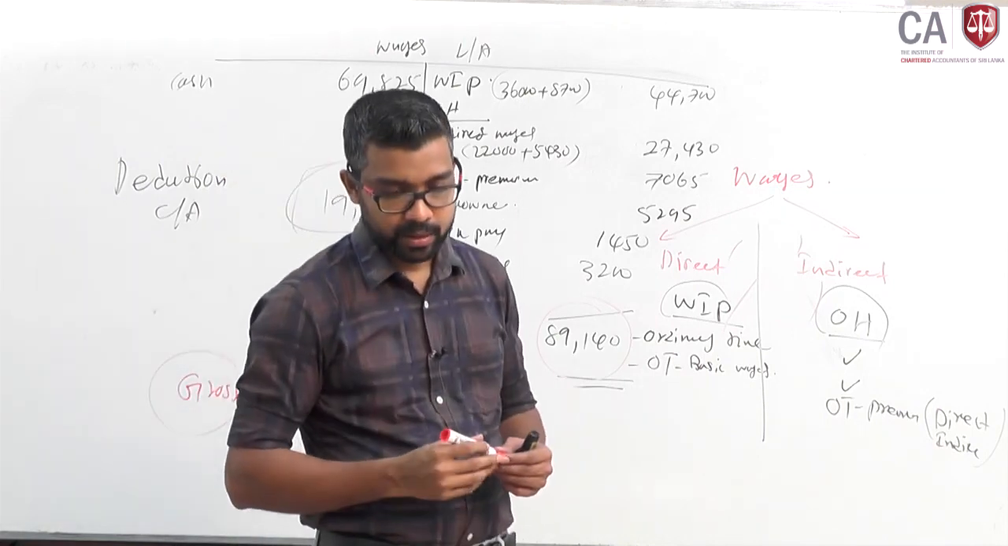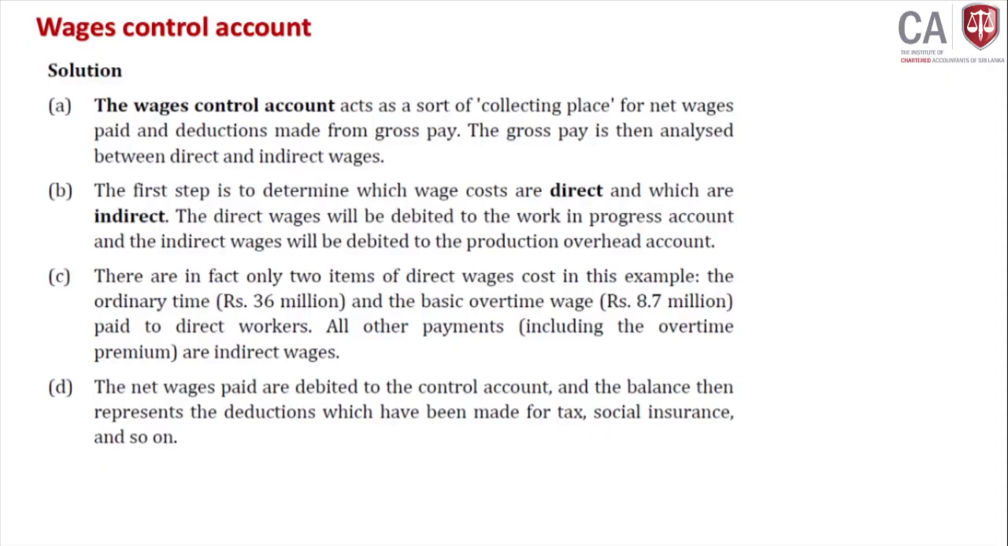Deduction. The first step is to determine which wages accounts are direct and which are indirect. The direct wages will be debited to work in progress account and indirect will be debited to production overhead.